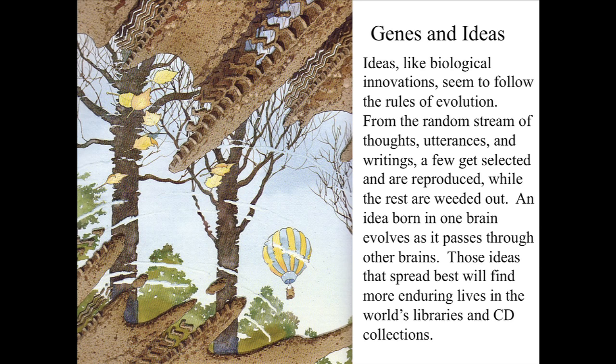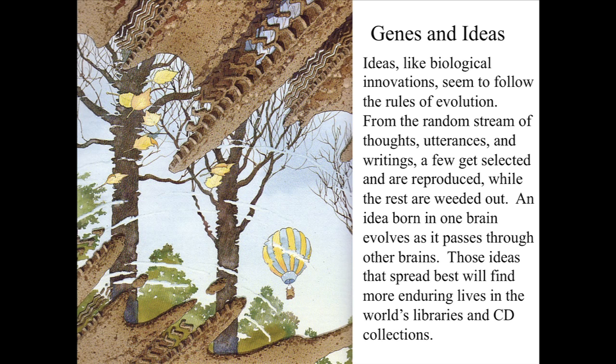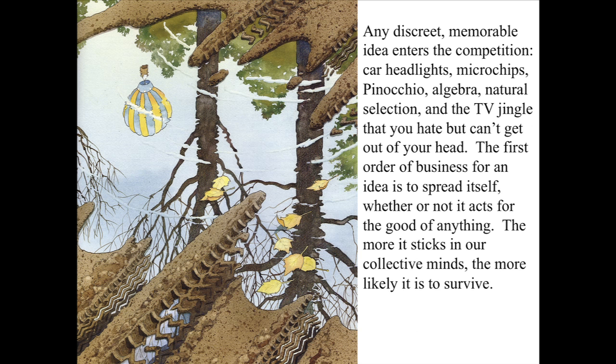Ideas, like biological innovation, seem to follow the rules of evolution. This comes from Malin Hoagland's book on the way life works. From the random stream of thoughts, utterances, and writings, a few get selected and reproduced, while the rest are weeded out. An idea born in one brain evolves as it passes through other brains. Those ideas that spread best will find more enduring lives in the world libraries and CD collections. Any discrete, memorable idea enters the competition.